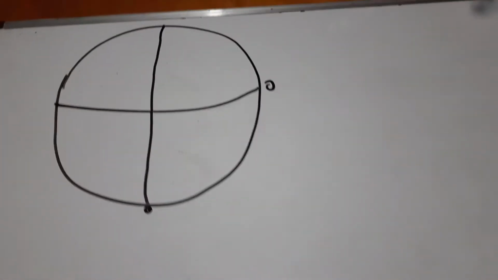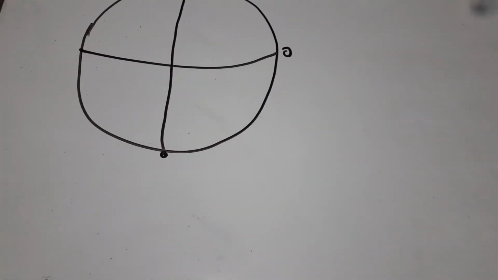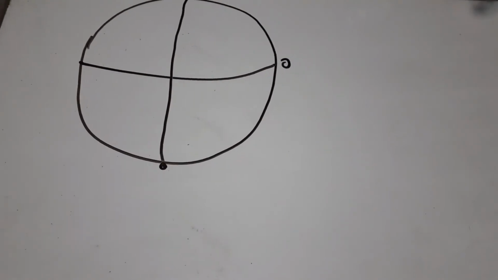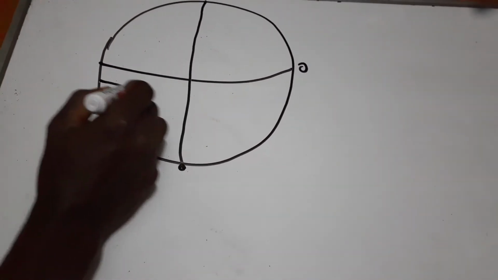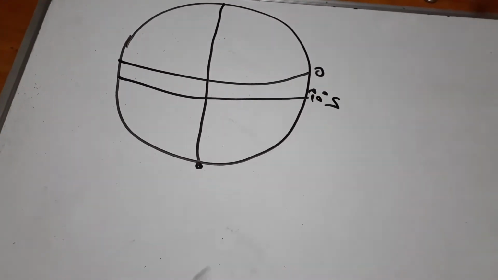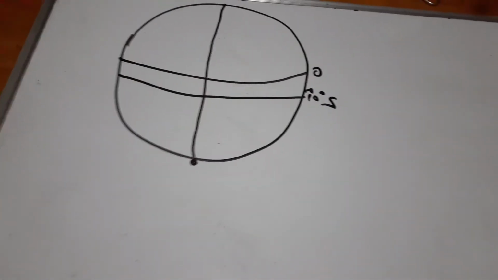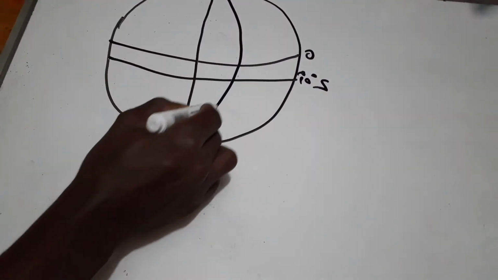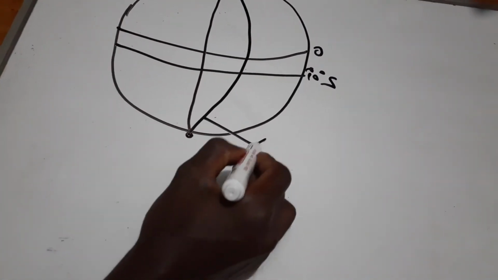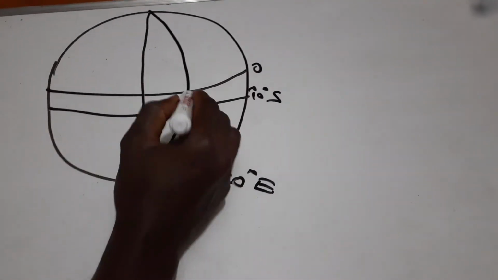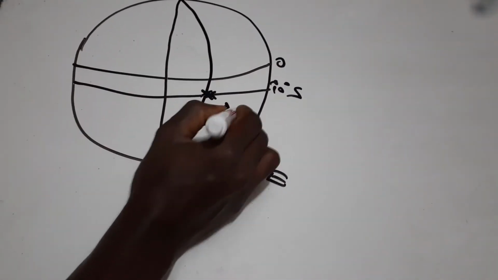So we are going to begin from here. I've drawn for you. So we are going to locate A, 10 degrees to the south and 40 degrees to the east. So 10 degrees to the south is found somewhere here, 10 degrees to the south of the equator. And then we have 40 degrees to the east. So this is our 40 degrees to the east of the Greenwich meridian. So we have our town A here.